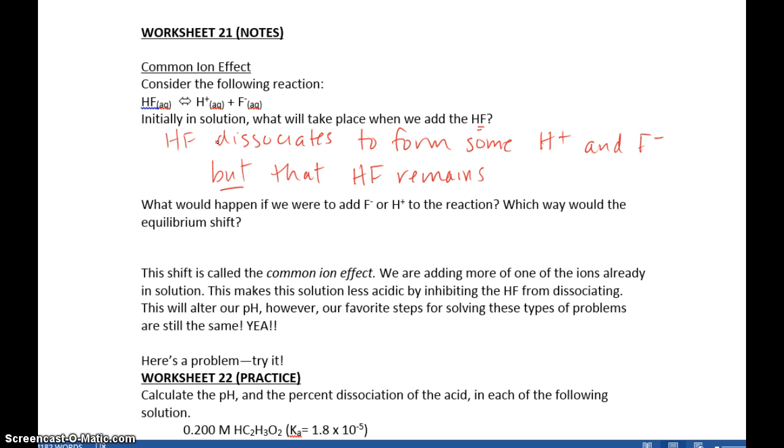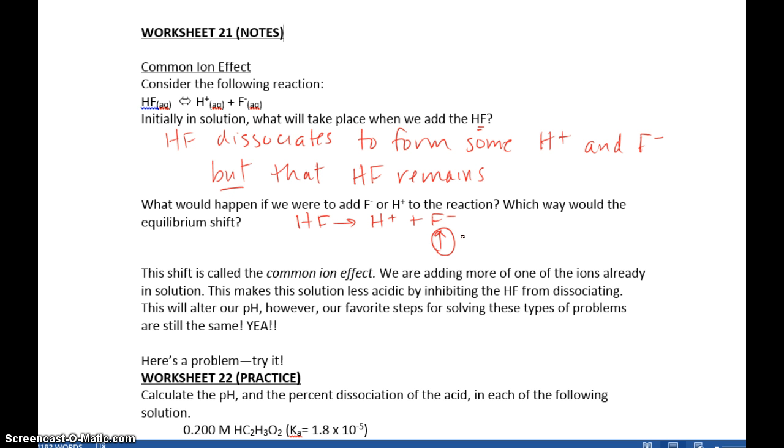And so the next question says, we want to think in terms of Le Chatelier, what would happen if we were to add F minus or H plus to the reaction? Which way would the equilibrium shift? Well, this is best visualized by looking right at the reaction here. So if we were to add F minus or H plus to the reaction, and it wouldn't matter which one because they're on the same side of the reaction, but I'm going to pick F minus because that's ultimately where we're going to end up adding.